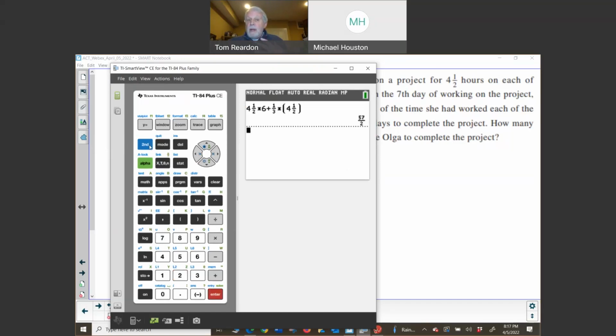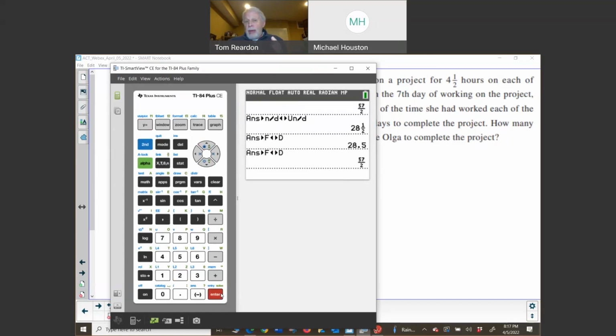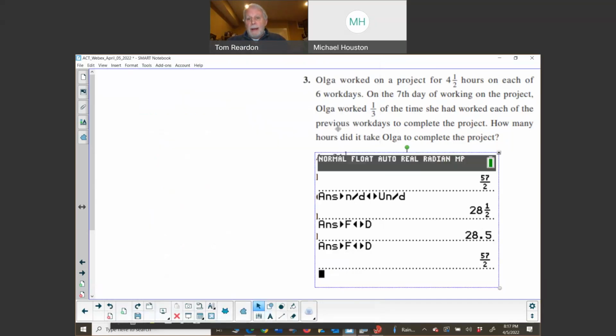Now I would like to make that into a mixed number also, and that would be under alpha y equals, only it's the third option. So it says take the last answer and convert that to a mixed number. And if you would like a decimal, you can also do that with the 4th option. And then you can go back and forth with that and so on.